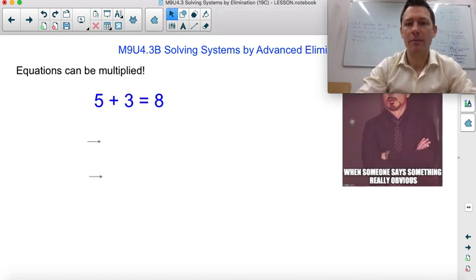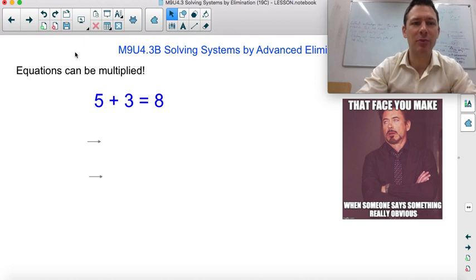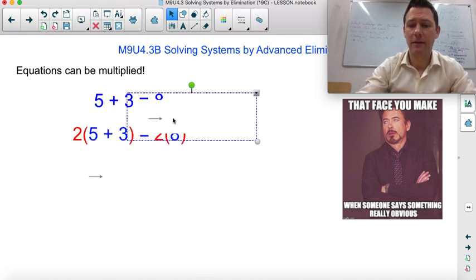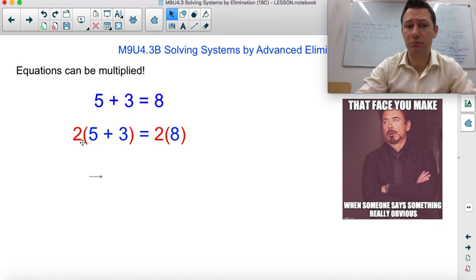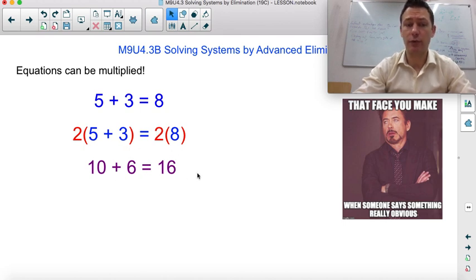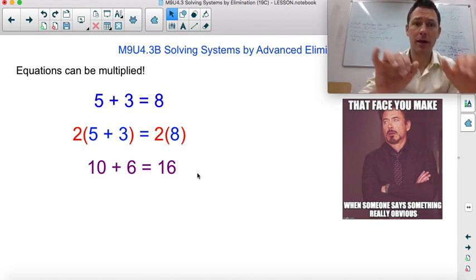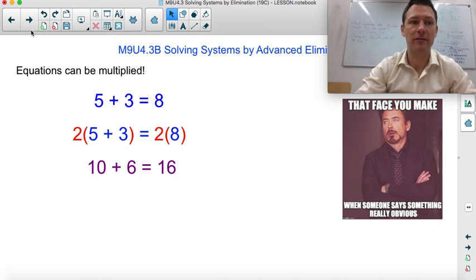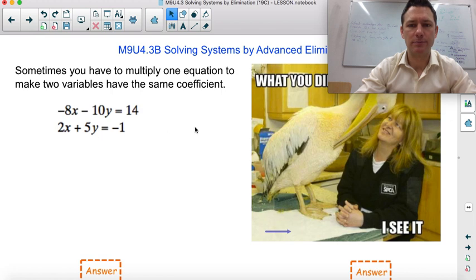So this might be pretty obvious, but equations can be not only added and subtracted, but multiplied. So this is true. 5 plus 3 is 8. And if you multiply both sides by the same number, you get also a true statement. Right? So you get 10 and 6, and that's equal to 16. That's true, right? So we're not changing anything by multiplying both sides of the equation by the same thing. We're going to use that to our advantage here.